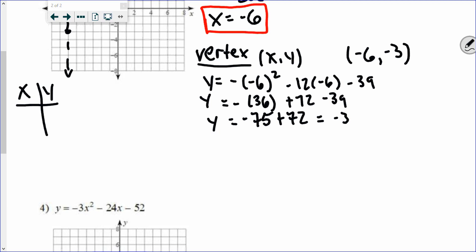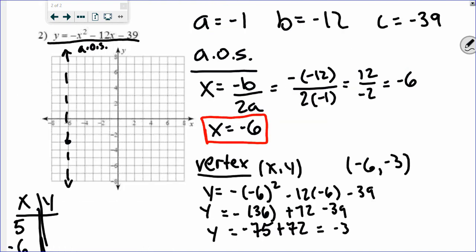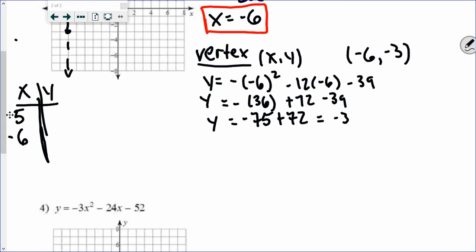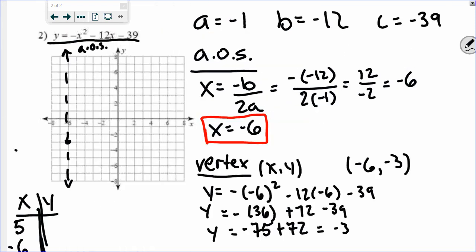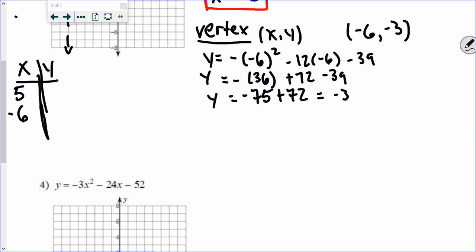All right, so again, we're choosing x values to plug in. Of course, guys, we've got the axis of symmetry, so just pick an x value around negative 6. So, negative 5 or negative 7. We plug in negative 6, we got negative 3. So let's just plug in negative 5 and use that, we can reflect it.